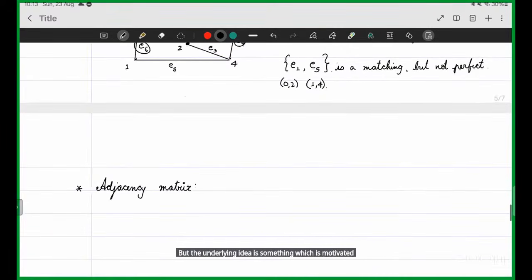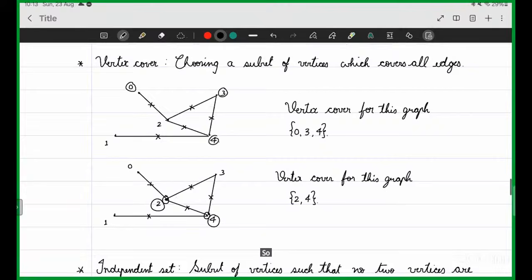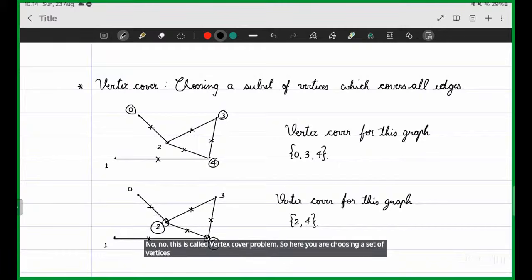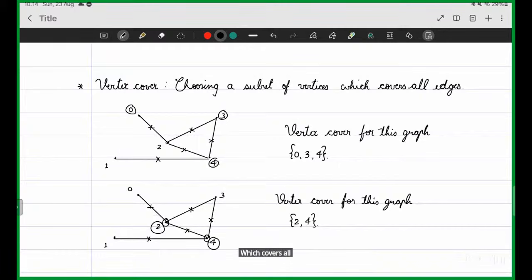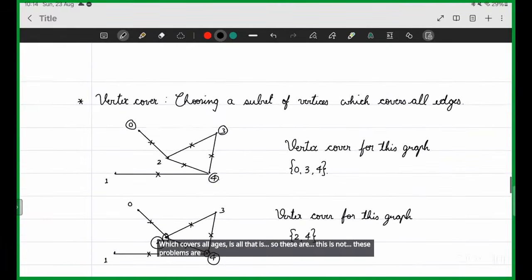Excuse me, sir. The first one is perfect matching, right, sir? Yes, one at a time, please. Sir, can you show that one, the independent set above that? What was that? This one? No, this is called the vertex cover problem. Here you are choosing a set of vertices which covers all edges, is all that is. These problems are not related to each other as such.